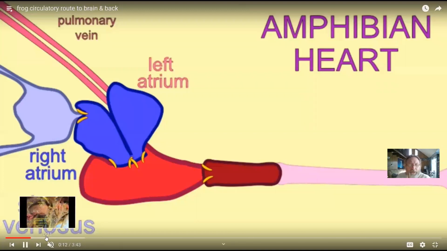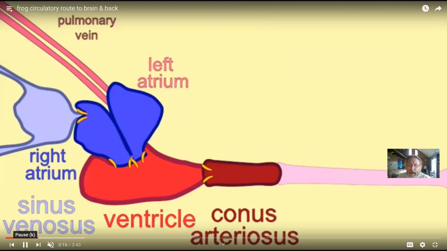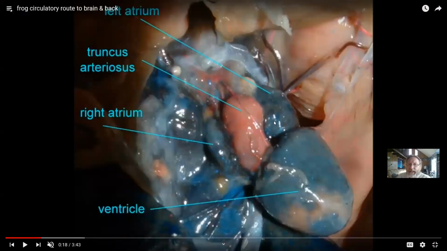Okay, so if we were to actually then look at the frog blood vessels and trace this flow. So once again, deoxygenated blood is going to come in through the sinus venosus. Now there are two atria. There's a separation between the right atrium receiving deoxygenated blood from the sinus venosus and the oxygenated blood from the lungs coming into the left atrium. So deoxygenated blood into the right atrium, into the single ventricle, and then out the truncus arteriosus.